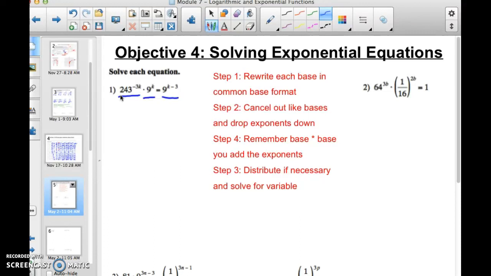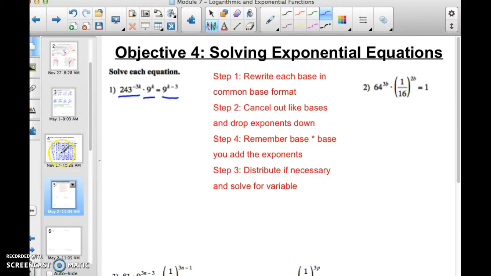And step 1 is going to say rewrite each base in a common base format. This is where we're going to reference the common base chart we filled out in Objective 3. That's what I'm thinking about as I'm solving this type of problem. I need to get all the bases to look alike. That's the first step before I can cancel them out. I need to get them all in a common base format. So that's where I'm going to go back to my common base chart in order to do step 1. I'm going to look for the numbers 243 and 9.